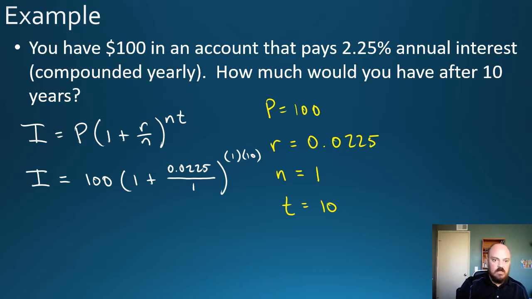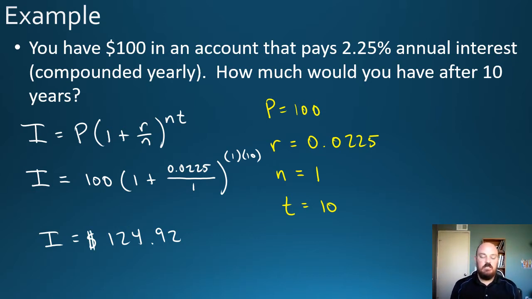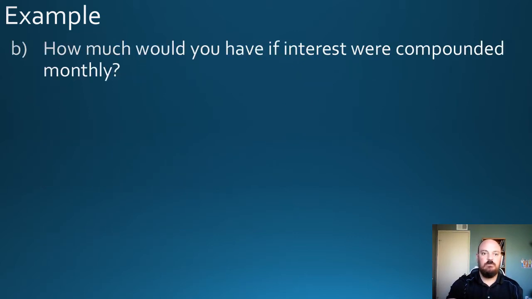All right, so the answer I got for this one is $124.92. That's how much you have after 10 years, which means basically we already started with 100. So if you subtract off the 100, what it's saying is we earned $24.92 in interest. All right, so what I'm going to do for a part B for this question is I'm going to make a tiny change to it. Let's see what happens. See if there's any difference in how often you compound.